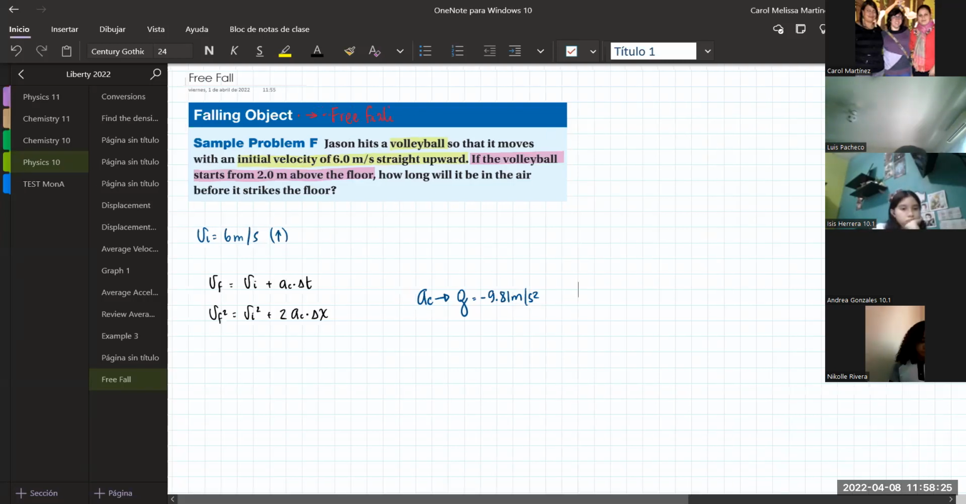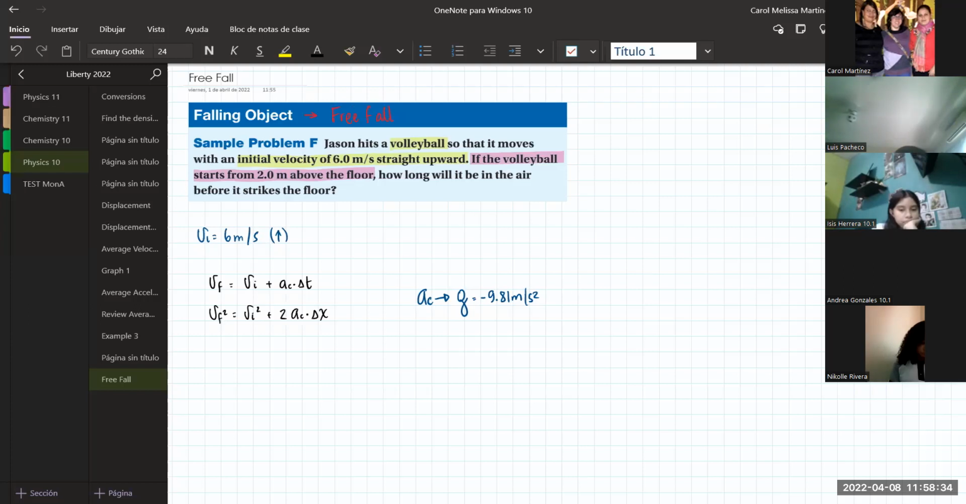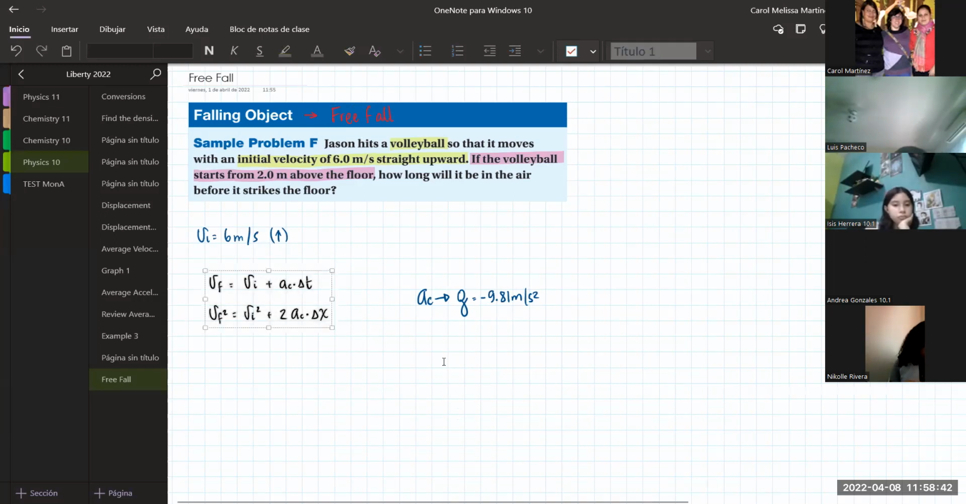And as I was telling you, we need to be careful with falling objects because even though we're going to be using almost the same formulas, we still need to make a few changes. For example, we have these two formulas already for final velocity that we memorize because we are good at memorizing formulas. And take a look, we're going to use them here in free fall.